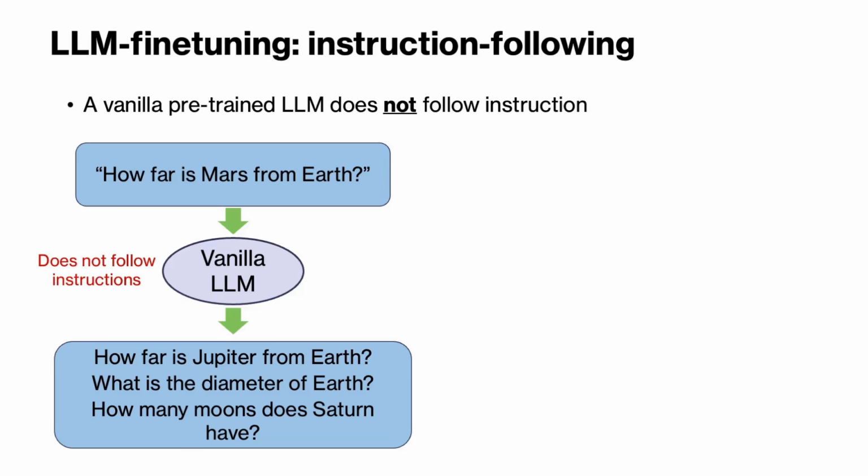A vanilla LLM is a model that has only been pre-trained for predicting the next word. So if you ask a question like, what is the distance of Mars from Earth? This vanilla LLM only knows how to predict the next word after this prompt. So it may come up with similar questions like how far is Jupiter from Earth instead of answering the question. That's because the vanilla LLM is not trained to follow instructions.